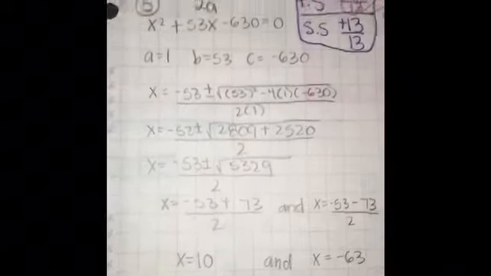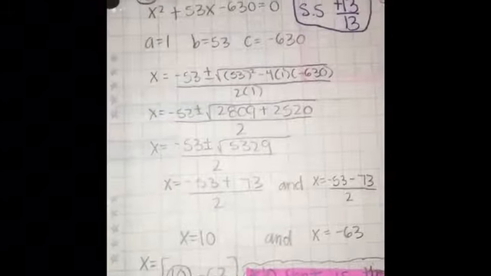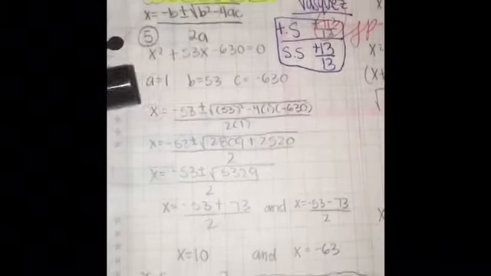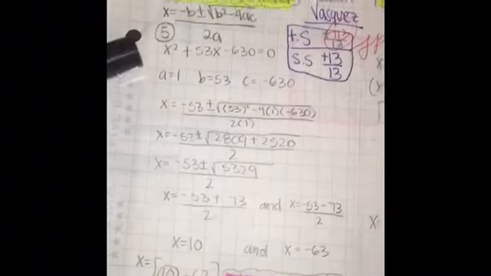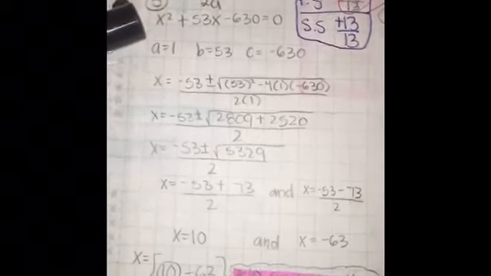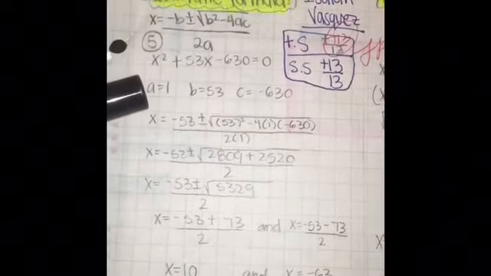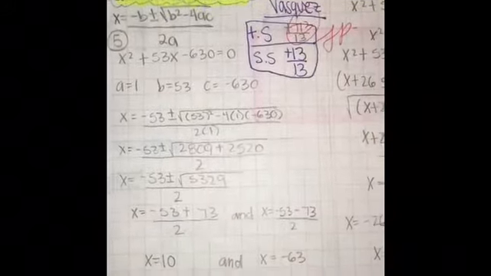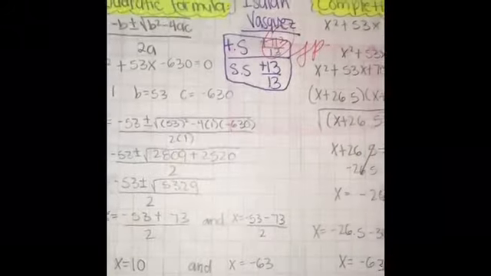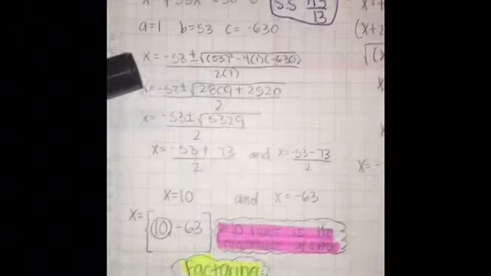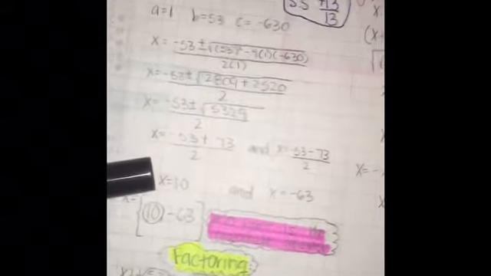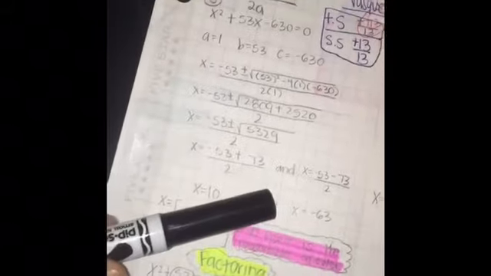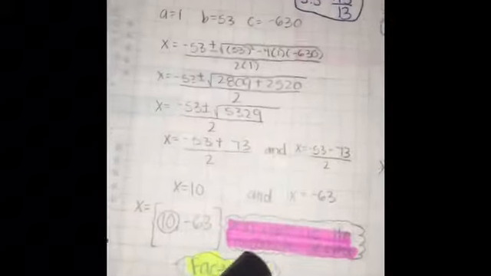Okay, the quadratic formula is x equals negative b plus or minus the square root of b squared minus 4ac, all over 2a. So the expression is x squared plus 53x minus 630 equals 0. If you plug in the values, the result is x equals negative 53 plus or minus the square root of 53 squared minus 4 times 1 times negative 630. Once you simplify, your last two answers are 10 and negative 63. But it says 10 feet is the reasonable answer.